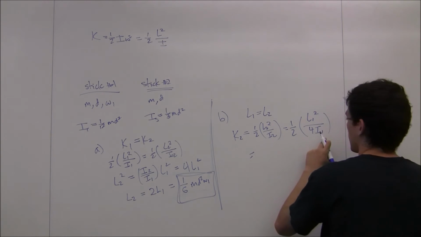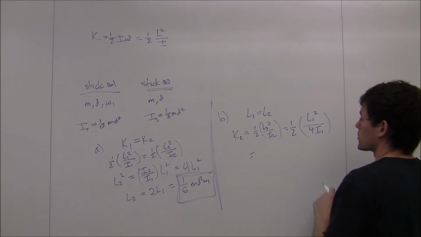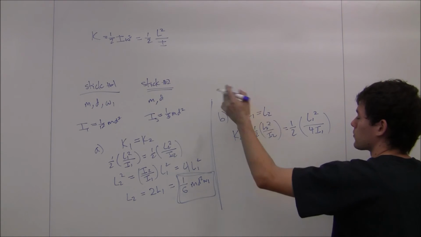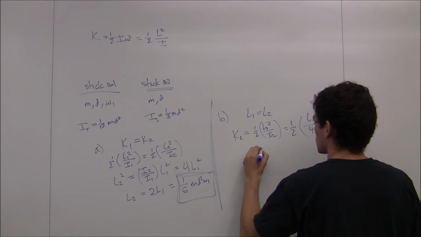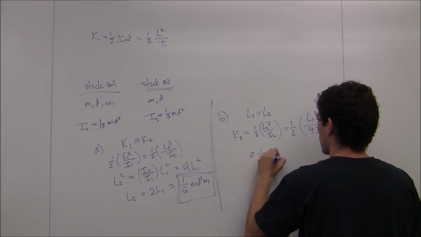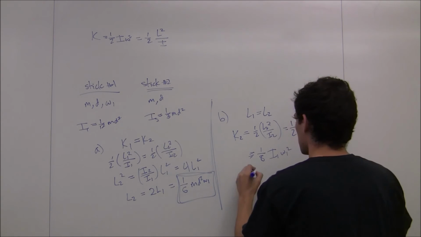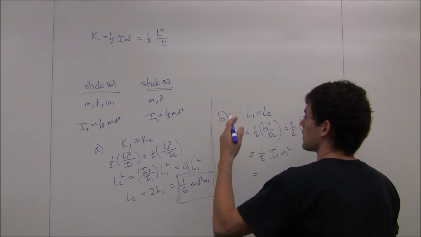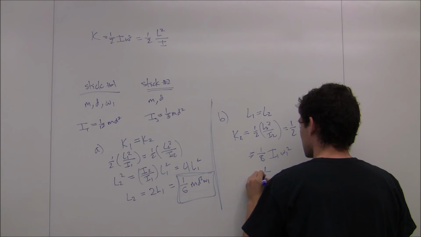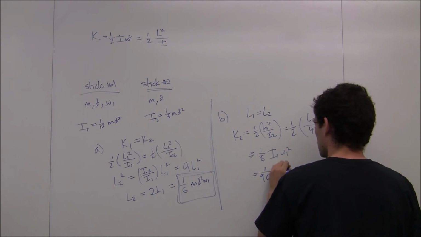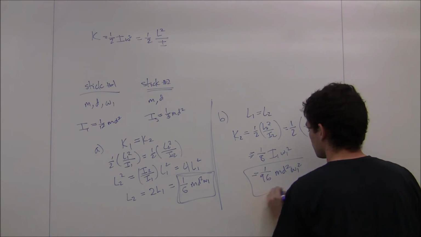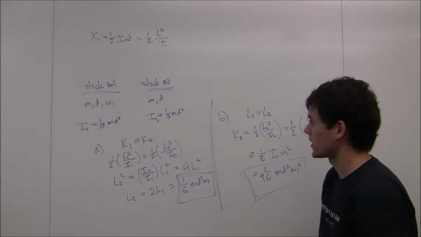And so now we can pull out the 1 over 4 term and plug back into the regular rotational kinetic energy formula. So we get 1 over 8 times I1 omega 1 squared. We know that I1 is still 1 over 12 md squared. So we get that the kinetic energy of stick number 2 is 1 over 96 times m d squared omega 1 squared. So these are our two final answers.